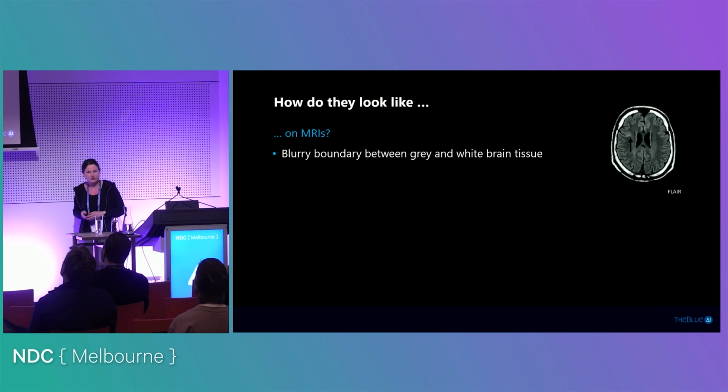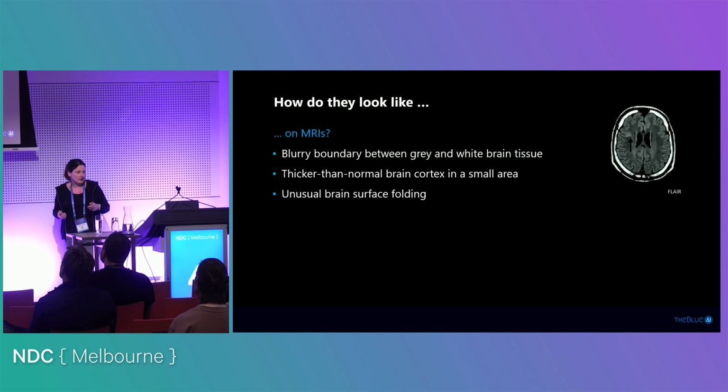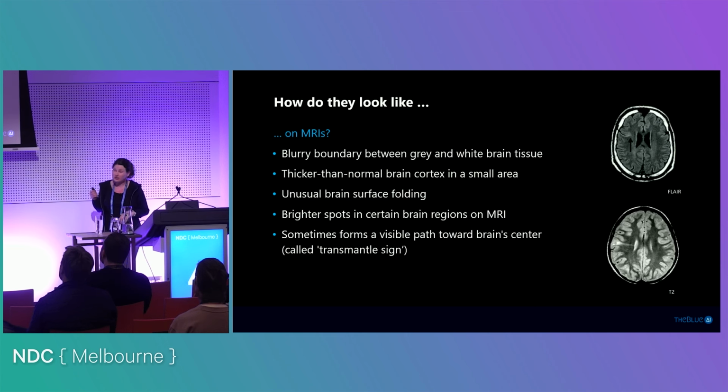First of them, one of the most characteristic ones, is blurring between the boundary of the white and gray matter. Later, there is also some thickening of the cortex, as well as some unusual foldings of the brain, as well as hyperintensities of the white or gray matter, some brighter spots that we can see, and the quite characteristic transmantle sign. This is a form of a visible path towards the ventricle that you can see here.